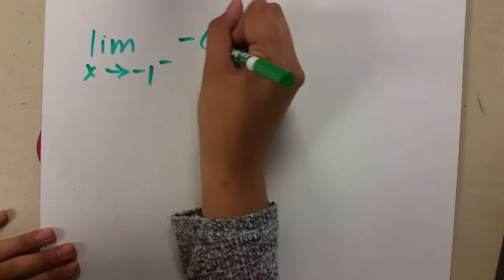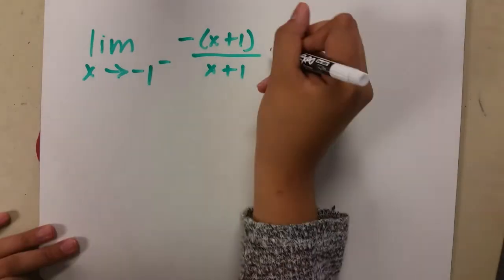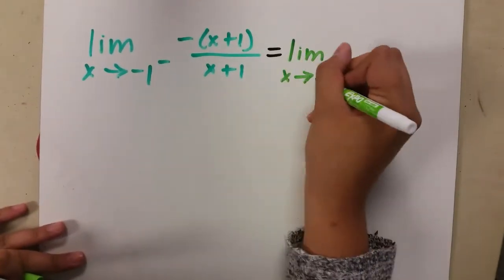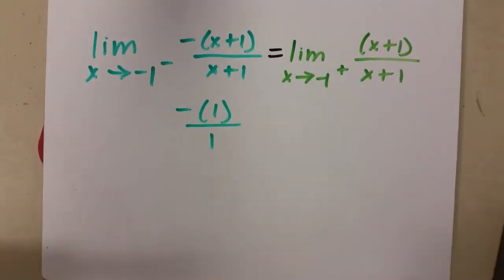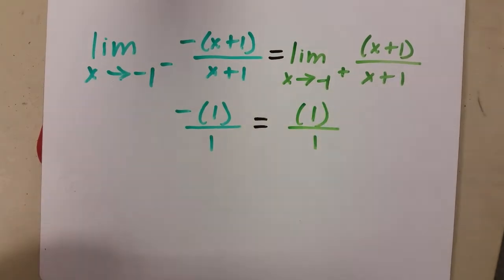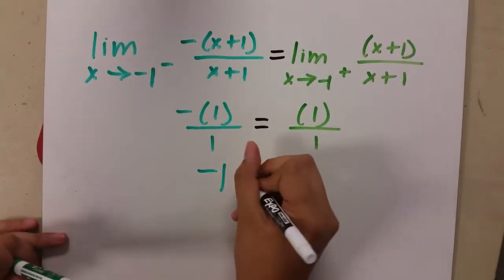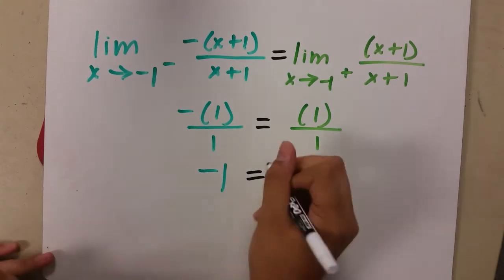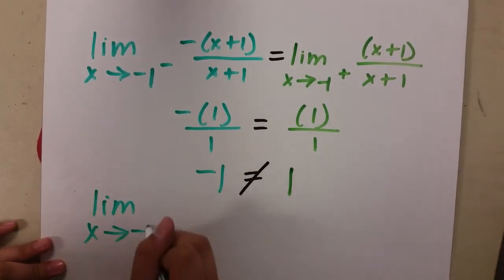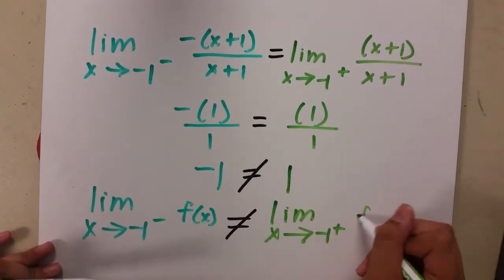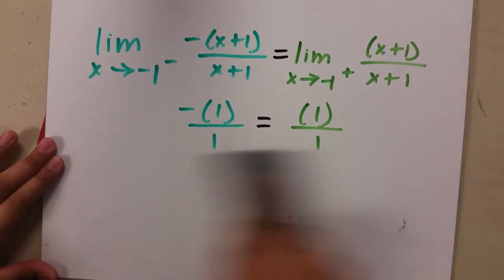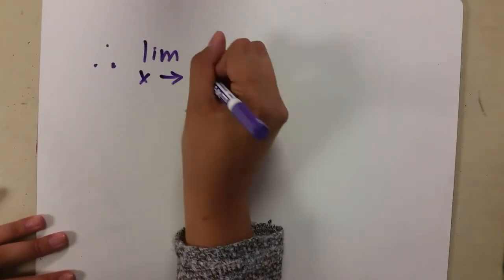The reason that the domain is not equal to negative 1 is because if negative 1 is plugged into the equation, the function is undefined. The next step is to determine whether or not the two sides of the function are equal and have the same limit. Because the equations are not equal, the limits are not the same. Therefore, the limit of f of x does not exist.